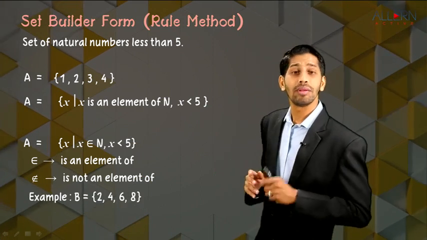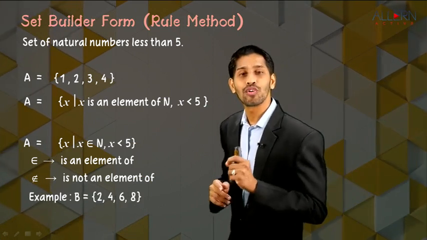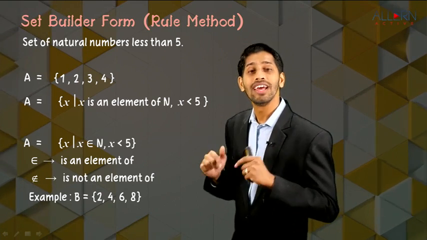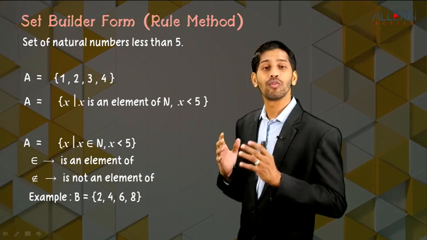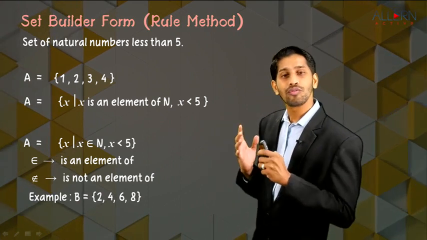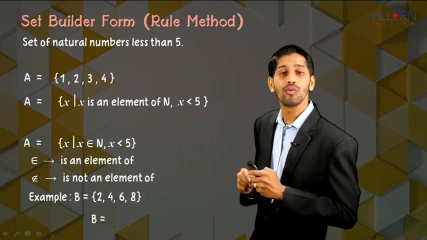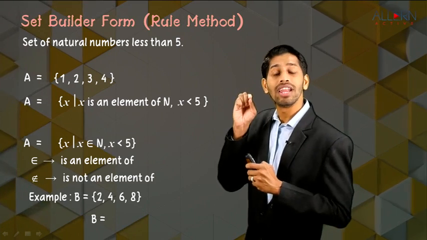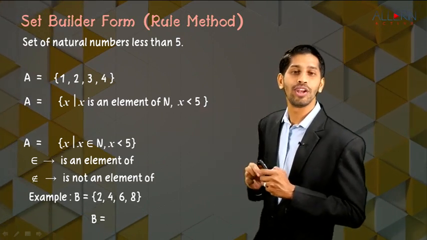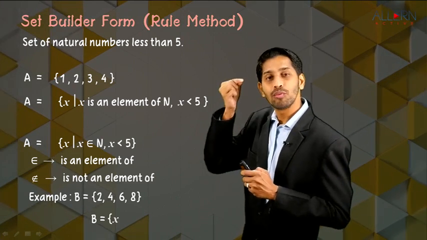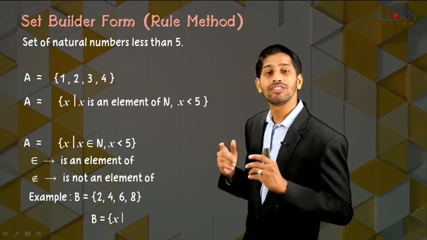Suppose we take the example B is equal to 2, 4, 6, 8 that is given in roster form. We'll have to convert it into set builder form. That means we are going to make a rule. So first of all, let's name the set, that is B is equal to that curly bracket. We'll assign a variable to each of these elements, and that variable which we are going to assign is x. Then we'll put a small vertical line. Now let's write the rule.